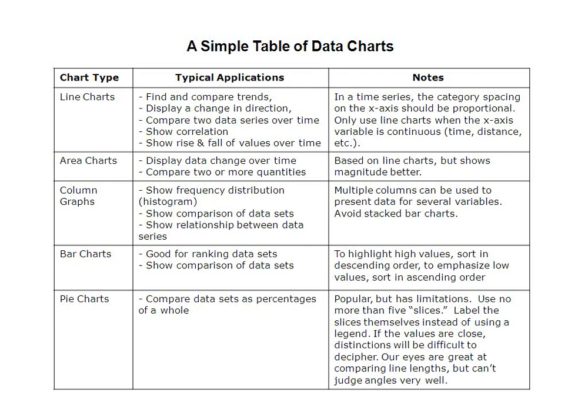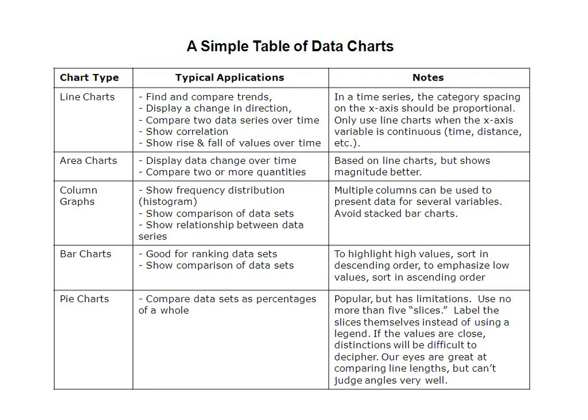Area charts, well, I'll show you one of those. They're really just a different way of using line charts, but instead of showing direction, they really show magnitude better. Column graphs, or vertical bar charts as they're also known, are pretty good at showing frequency distribution, if that's what you're trying to present.